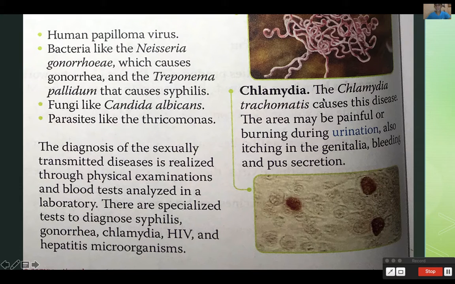Then we have chlamydia. The Chlamydia trachomatis causes the disease; the area may be painful or burning during urination. Also, itching in the genitalia, bleeding, and pus secretion.